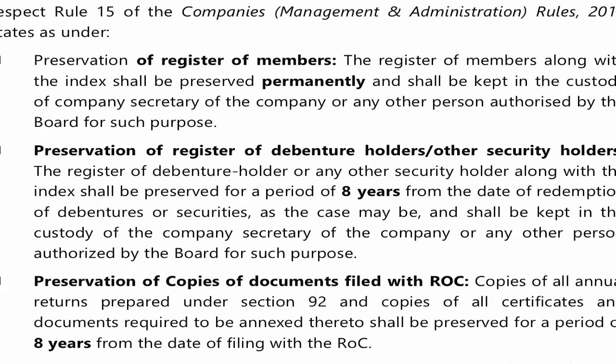Preservation of copies of documents filed with ROC. Copies of all annual returns prepared under section 92, and copies of all certificates and documents required to be annexed thereto shall be preserved for a period of 8 years from the date of filing with the ROC.